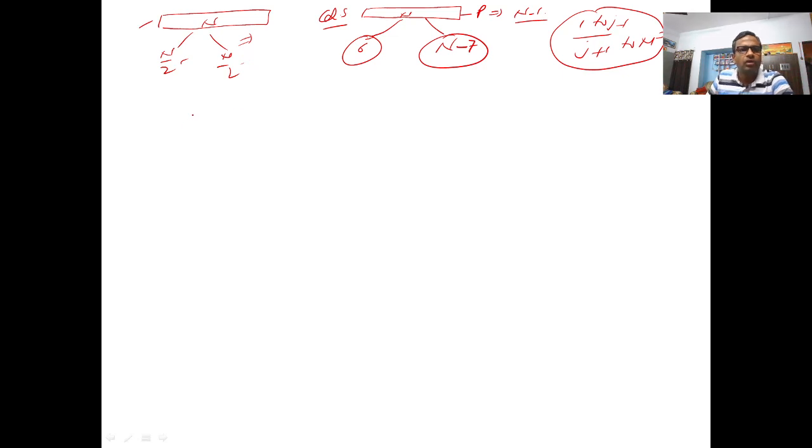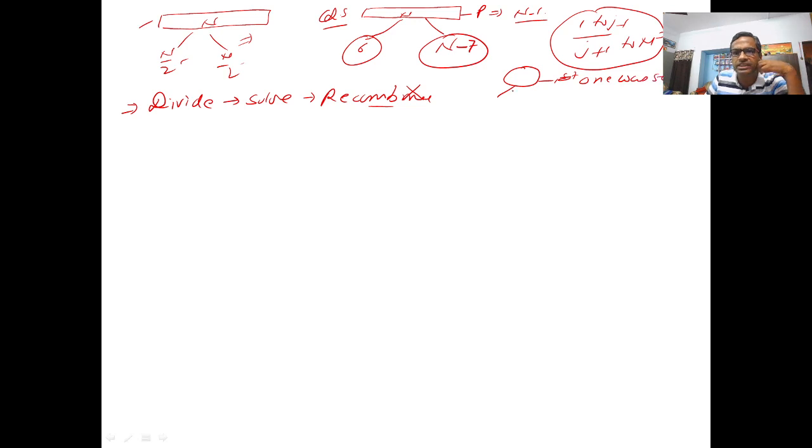Now we already know the solution method for quick sort. In any divide and conquer approach, there are three parts: divide, then solve or conquer, then recombine. Now we know that recombination is not required at all. Why was it not required? Because at the initial call, one element was settled, not exactly the first, one element was settled at its exact position.